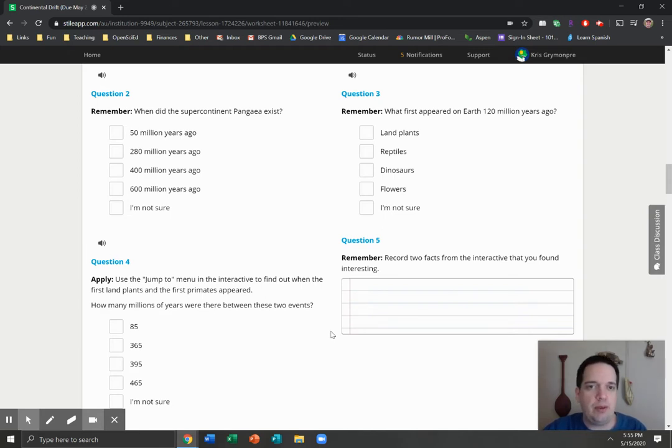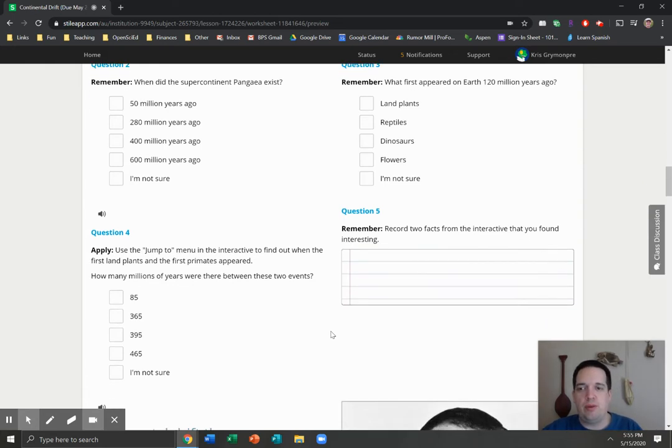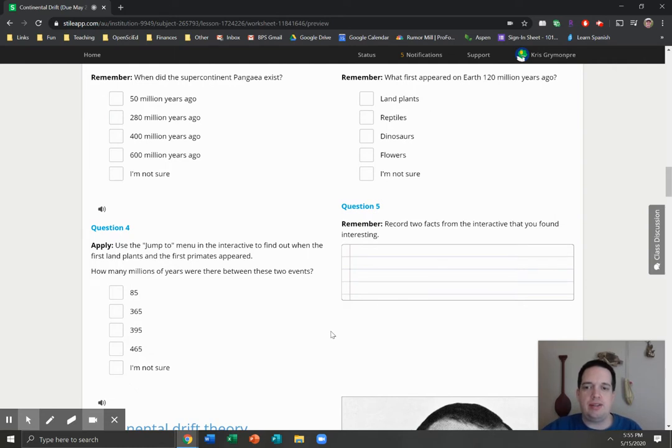Number 3, what first appeared on Earth 120 million years ago? So go back and click 120 million years ago, or try the things on the right-hand side until you see what happened 120 million years ago. Number 4, use the Jump To menu in the interactive to find out when the first land plants and the first primates appeared. Primates are things like chimpanzees, gorillas, humans. And how many millions of years were there between those two events? You've got to do some subtraction once you find out those two dates. Number 5, you've got to find 2 facts of your own that you like from that interactive.